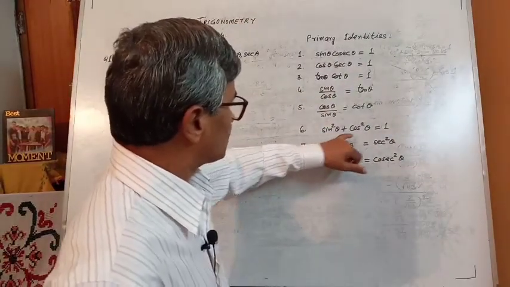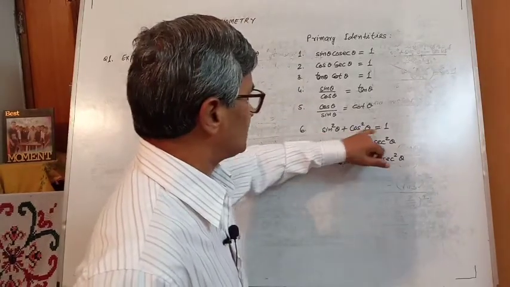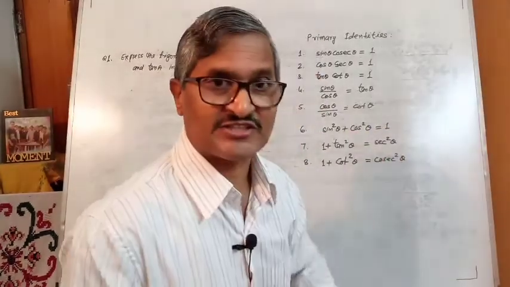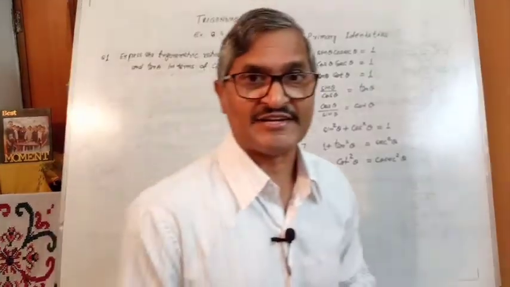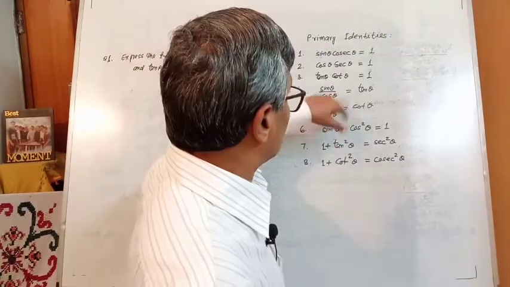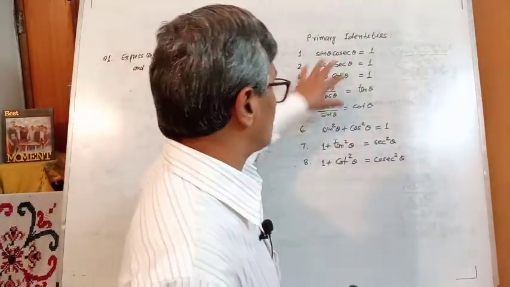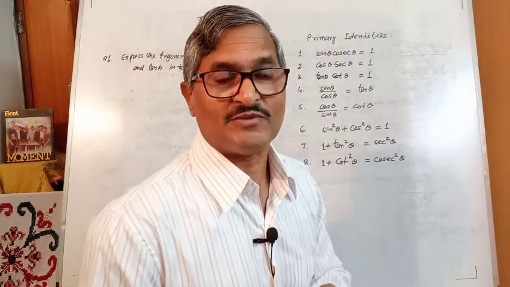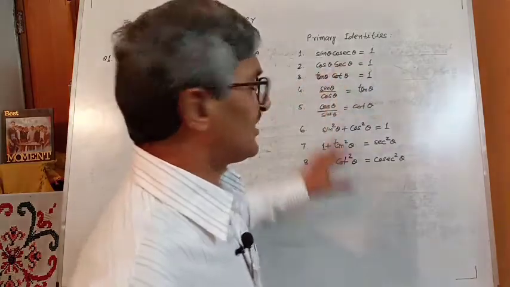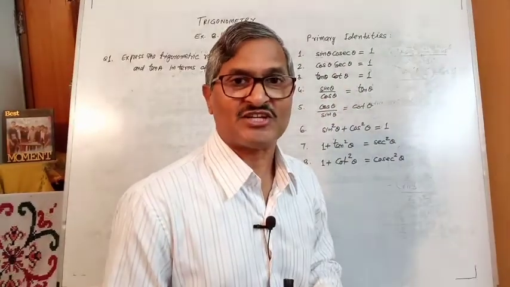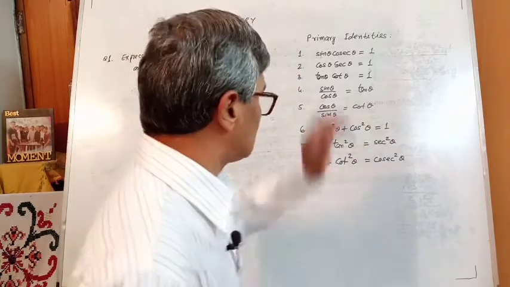If you transpose cos square theta this side, then sin square theta is equal to 1 minus cos square theta. This is another form of this. But these are the 8 primary identities, and if you transpose these, then you will get 24. Total 24 combinations, 24 arrangements of the identity will be there. But basically, in primary condition, these are the 8 trigonometric identities which you have to remember.